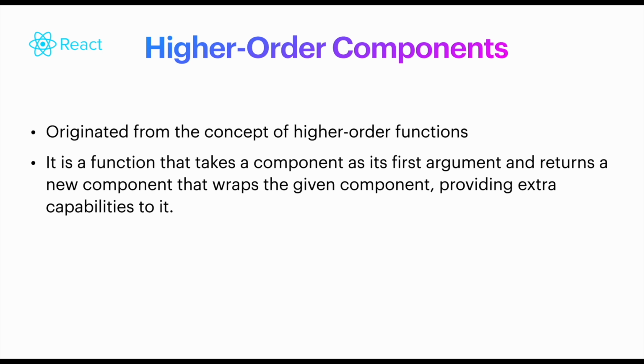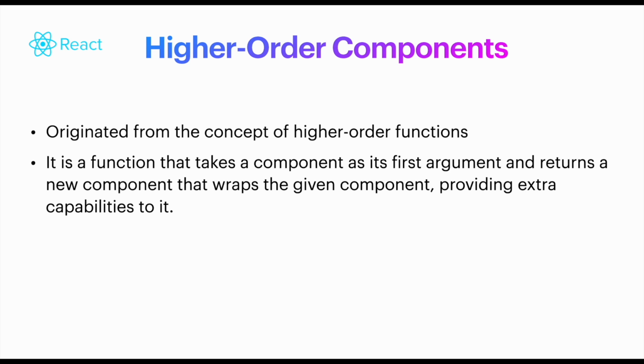So the idea of a higher order component originated from the idea of a higher order function. So what is a higher order function? A higher order function is a function that takes another function as a parameter, and that function is called a callback function and gets called back after doing certain tasks. An example of a higher order function is when we use an array method such as .map, .filter, or .reduce.